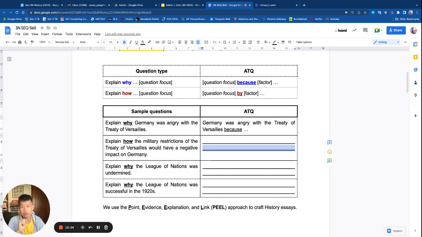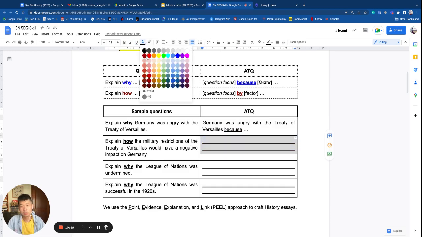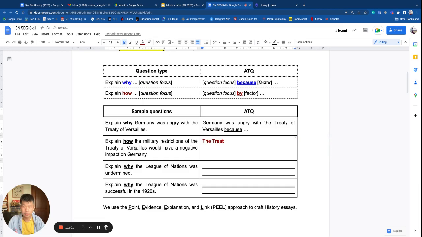Explain how the military restrictions of the Treaty of Versailles would have a negative impact on Germany. Well, the military restrictions of the treaty would have a negative impact on Germany by. You get what I mean? So the ATQ is right here, by. I copy the focus, and then I put in the ATQ.